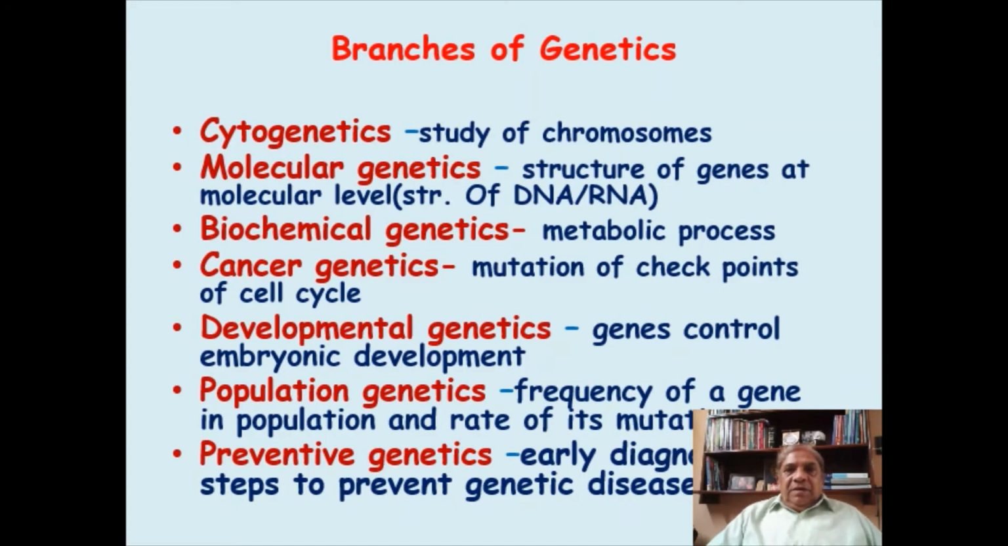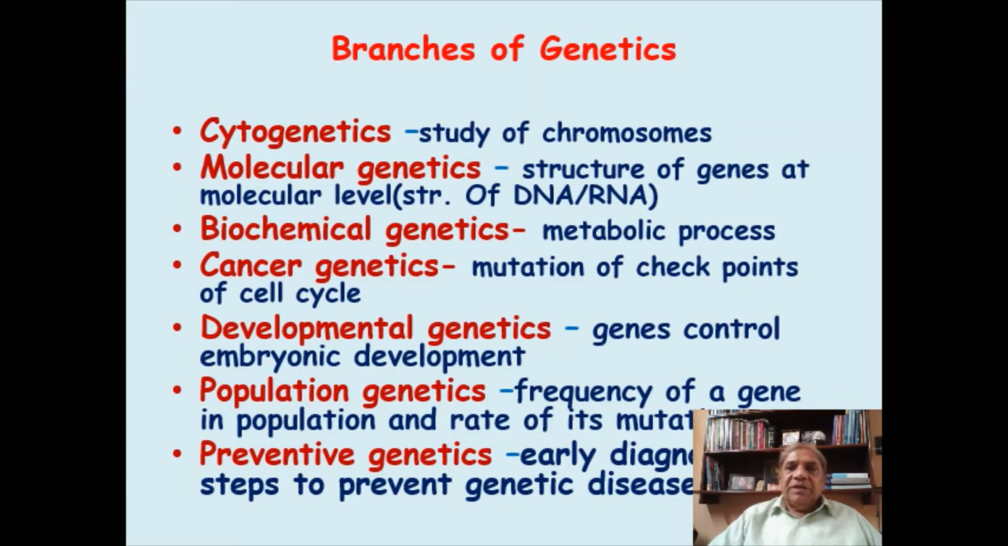Now we come to the branches. In the introduction of genetics, we now come to the branches of genetics. You must be knowing many of these branches already, you must have studied them in your schools. The first branch which is of importance is cytogenetics. And cyto means cell. Cytogenetics means the study of chromosomes which are present within the nucleus of a cell. So this is the study of chromosomes. When you take that up, that is called cytogenetics.